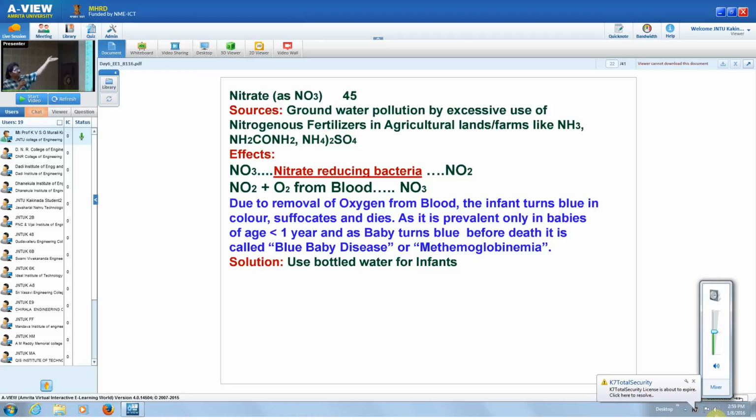These are the sources and these are the effects. That is how you are supposed to write for these parameters. And sometimes they may ask questions like mercury or nitrate or hardness in an elaborative manner. So let us see 2-3 more parameters, how to write them, because they are very important.